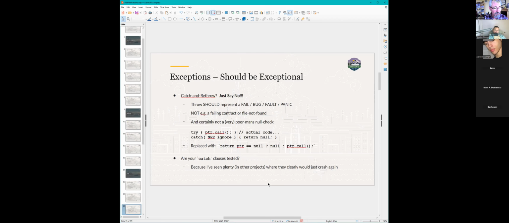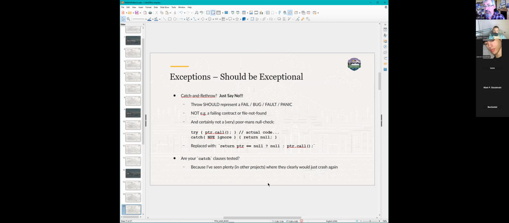Okay. Easy one, I hope. Exceptions. They should be exceptional. Some people do this right. Some people, I think, the current code base in particular, does this wrong. Exceptions should represent an actual failure, a real bug, a fault, a panic, something bad. So should you catch and rethrow that? I claim never.